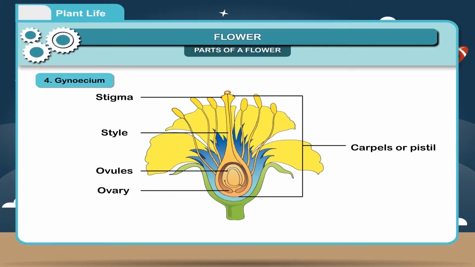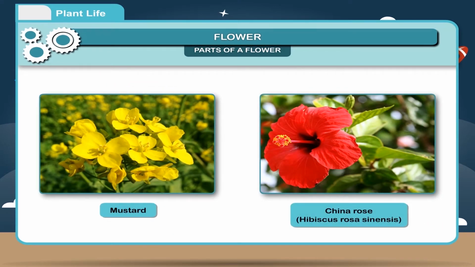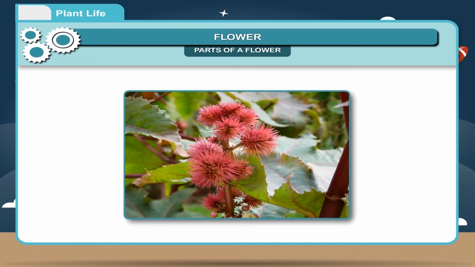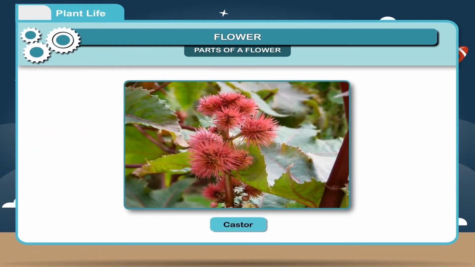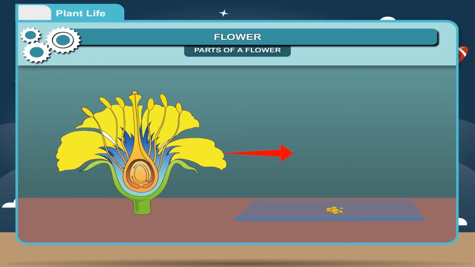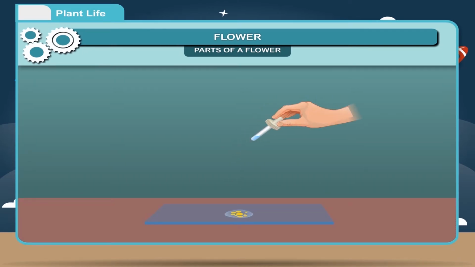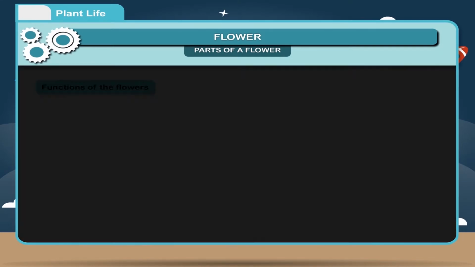When all the 4 above-mentioned whorls are present, the flower is called a complete flower. Example, mustard, China rose, Hibiscus rosa sinensis. When any of the whorls is absent, the flower is called an incomplete flower. Example, castor. Activity. Take a flower, see the androecium and collect pollen grains on the slide. Put a drop of glycerine, cover with a cover slip and see pollen grains under a microscope.